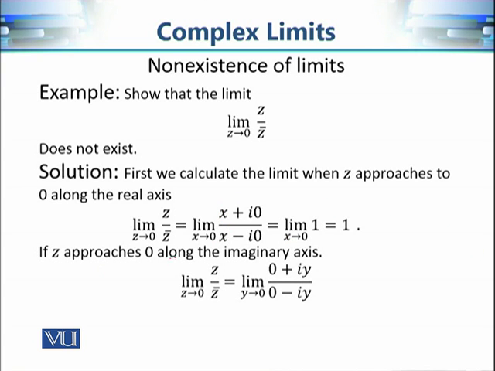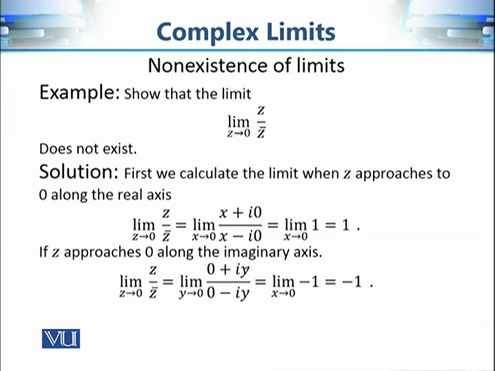Now, if z approaches 0 along the imaginary axis, we know that on the imaginary axis the real part is 0, so x is 0. This x is 0 in both cases, and in this case z approaching 0 means y is approaching 0. So that's why we have the following answer. If we cancel out y with y and iota with iota, then we get -1, and the limit when we move along the imaginary axis is -1.